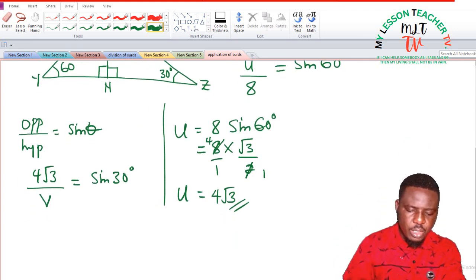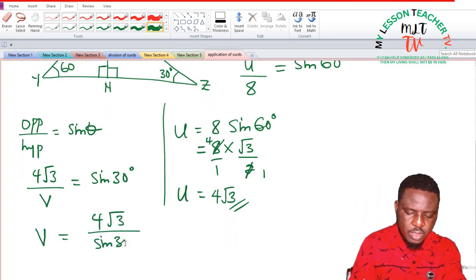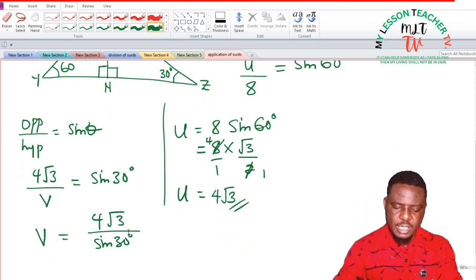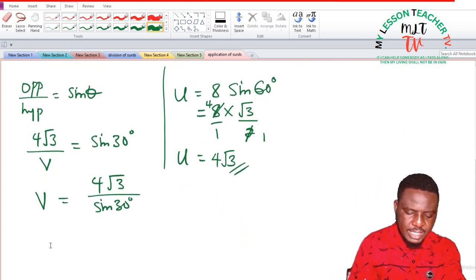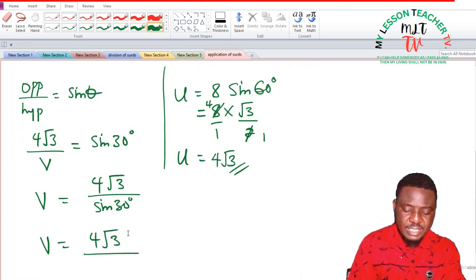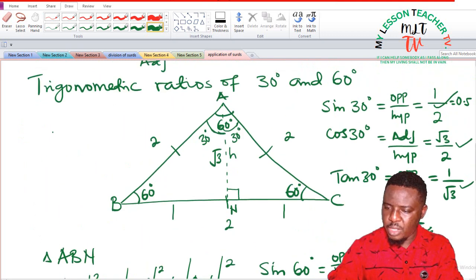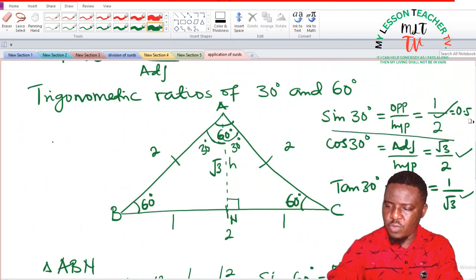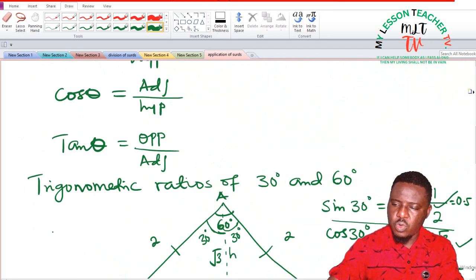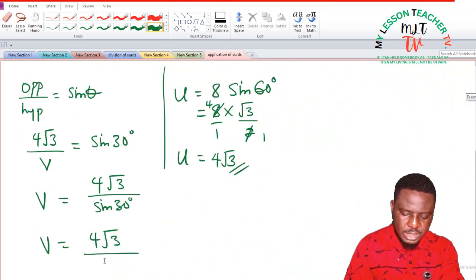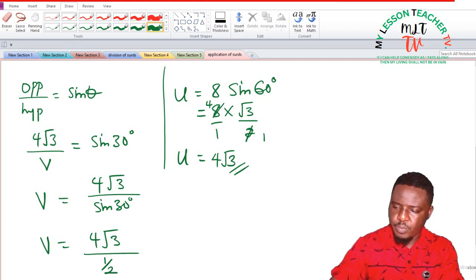And we then make V the subject of the formula by saying V is equal to 4 root 3 divided by sine 30. When you cross multiply and divide, you then look for the value of sine 30. V is equals to 4 root 3 divided by sine 30. And if you look at it, sine 30 is said to be 1 over 2. From our trig ratio, we got sine 30 to be 1 over 2, or 0.5. So you can substitute it in this equation by saying 1 over 2.